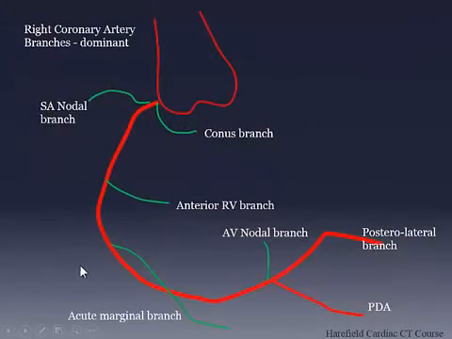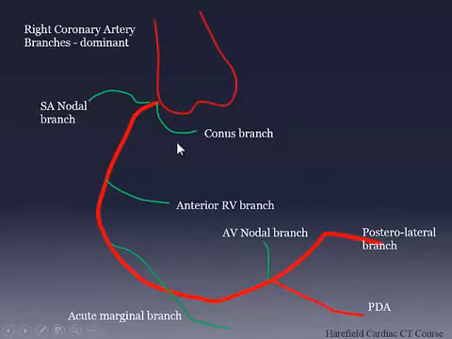Okay, looking at the right coronary artery, although traditionally when we report cardiac CT, we tend not to comment on the SA nodal branch or the conus branch or the anterior RV branch or the acute marginal branch, which are all branches of the RV. We limit ourselves to the right coronary artery and the PDA and then something called the posterolateral branch. This is where the right coronary artery is dominant.